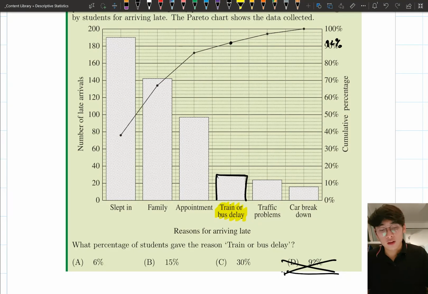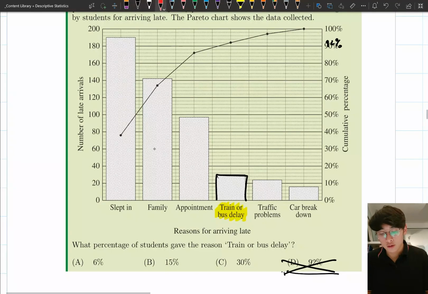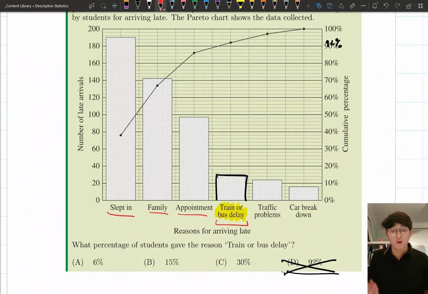Now, to actually find the answer for this, we need to be able to read off the cumulative percentage. Just like we did in our cumulative frequency histogram and polygon, the cumulative percentages here add on from all the previous parts. So what this 92% tells me is if I add on the percentages for sleeping in, family, appointment, and train or bus delays, all these four categories contribute to 92% of the reason that people are being late.